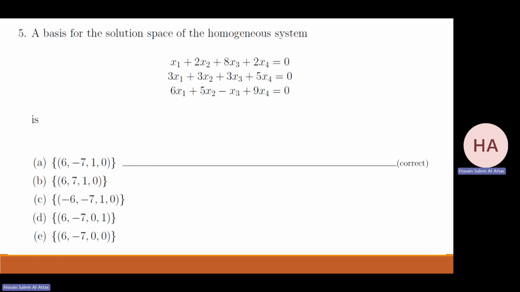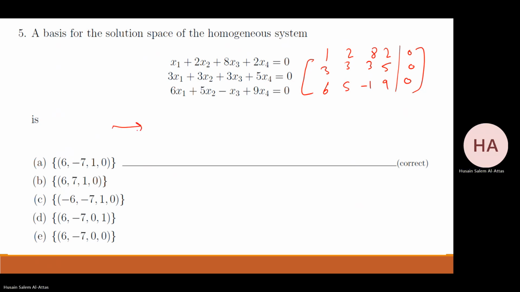A basis for the solution space of this system. Okay, we did something before. Let me do it again. For this one, the matrix is 1, 2, 8, 2, 0; 3, 3, 5, 0, 6; 5, minus 1, 9, 0. So what I will do is minus 3 R1 plus R2, minus 6 R1 plus R3. That gives me what? I want the echelon form.